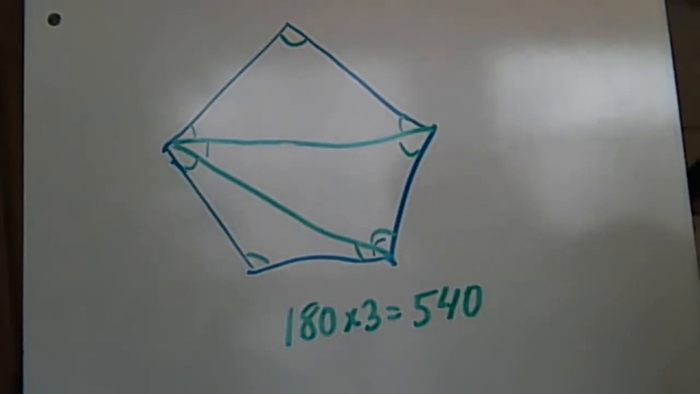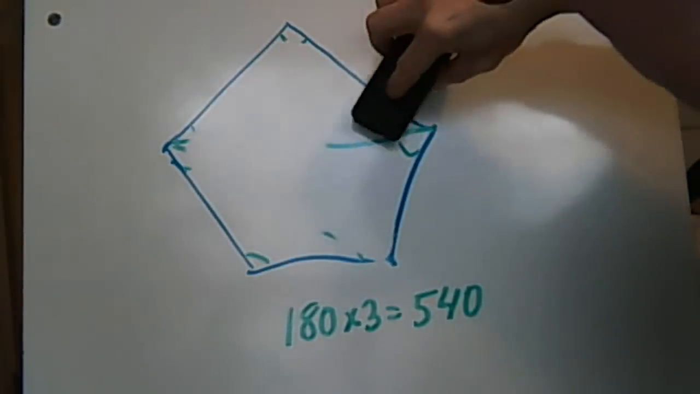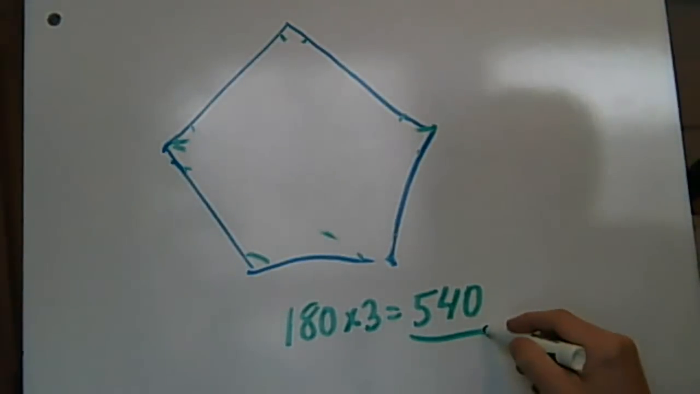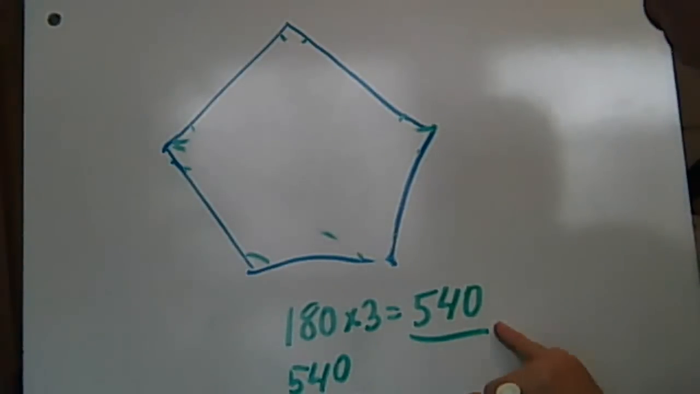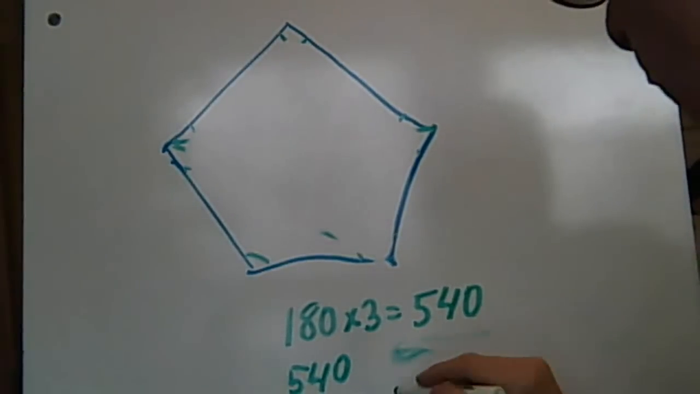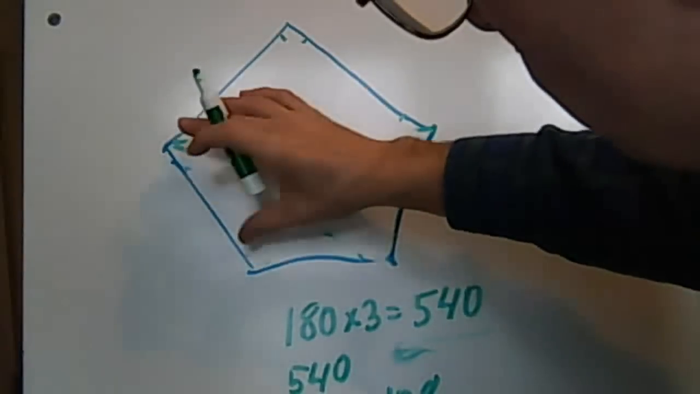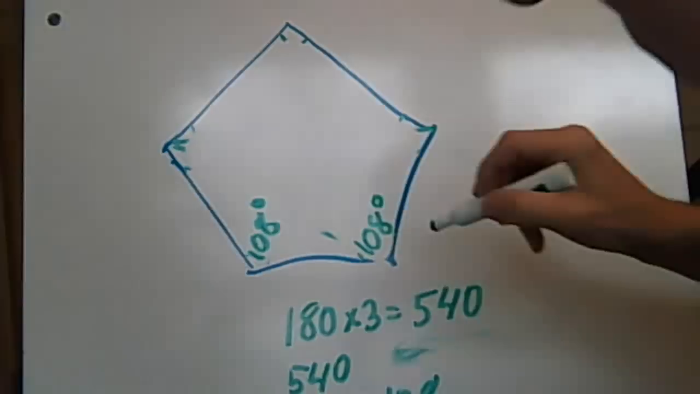Now in a regular pentagon, all of the angles are the same on the inside. If they're all the same, they have to be equal to 540 divided by 5. That's equal to 108 degrees. That is the angle in the pentagon, 108. They're all 108.